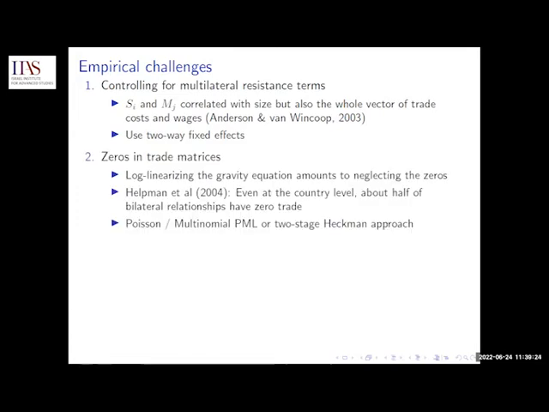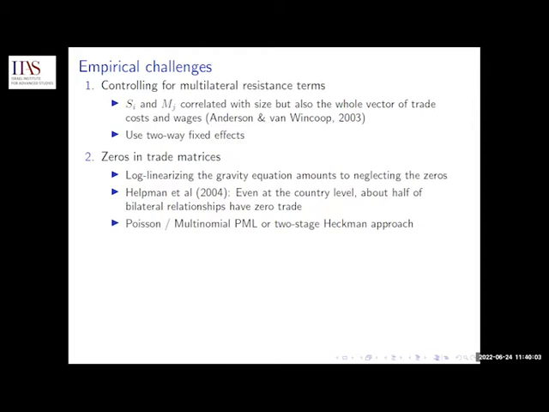The second empirical challenge that is going to be even more important once we dig into firm level data are the zeros. And this is a very important problem because in practice, trade matrices are full of zeros. These are extremely sparse networks. Trade networks are extremely sparse. So you see a lot of zeros, which is a problem because the first thing you would do with the gravity equation I told you about before is just to log linearize and estimate with OLS, which amounts to neglecting all the zeros that are populating your trade matrix. So of course, this is a problem.